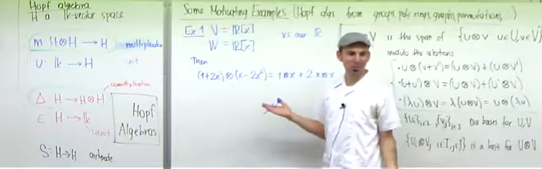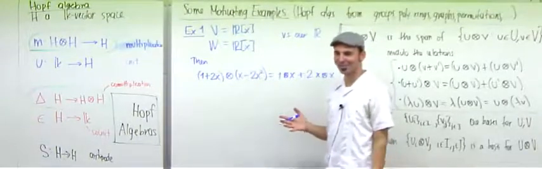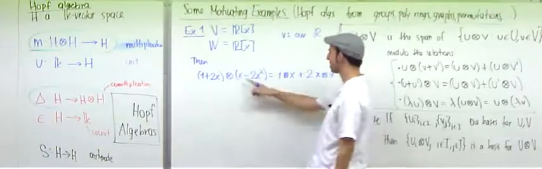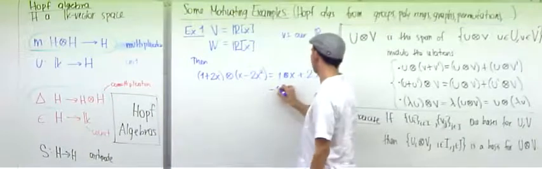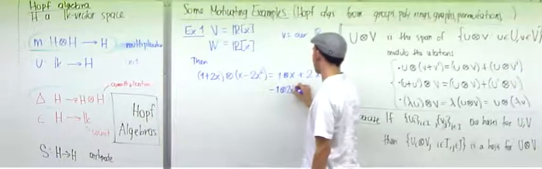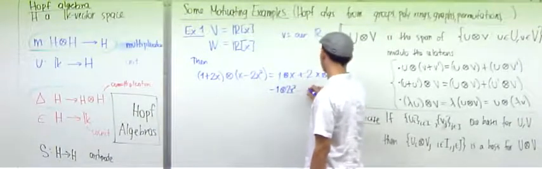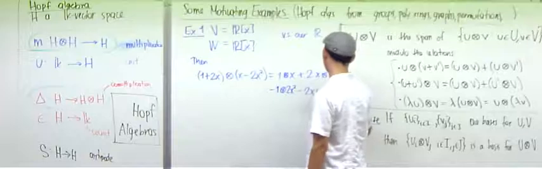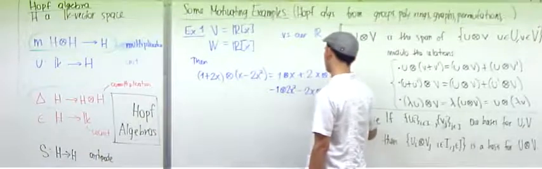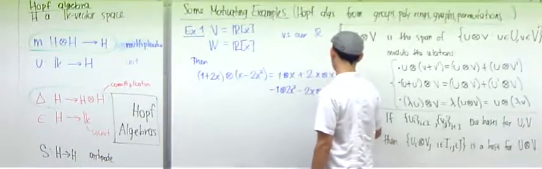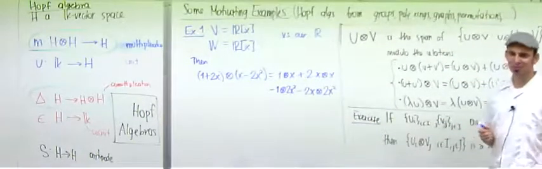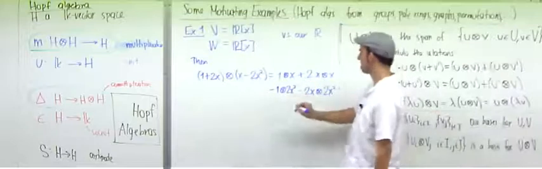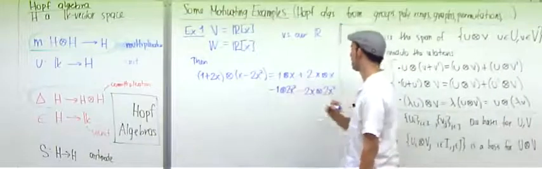Maybe I'm not doing it in the order that FOIL prescribes, but it's okay no matter what the order is, right? Minus 1 tensor 2x squared minus 2x tensor 2x squared. Okay? And you start seeing these things are a little bit hard to read. Maybe if I parenthesize them, it'll be a little bit nicer.